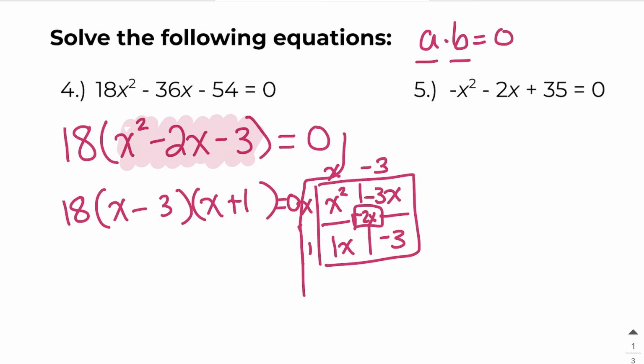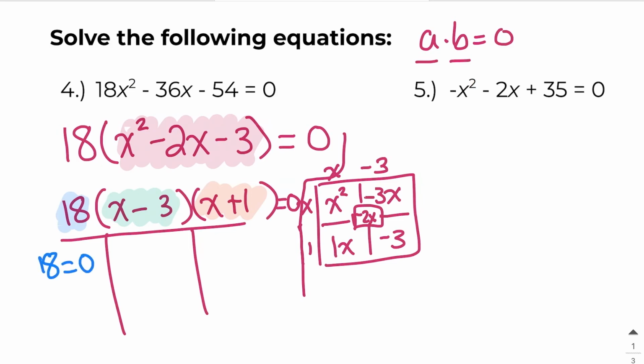Now I have three things that are multiplied together to give me 0. Here's one of my factors, here's another one of my factors, and here's my third factor. So I can go through and set each factor equal to 0. So my first factor is 18, and because 18 is just a number, it will never equal 0, so I don't have to worry about that.